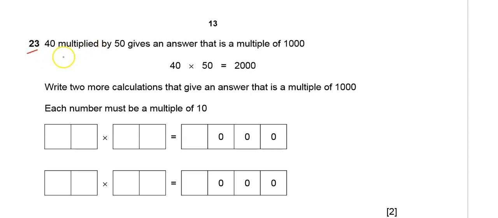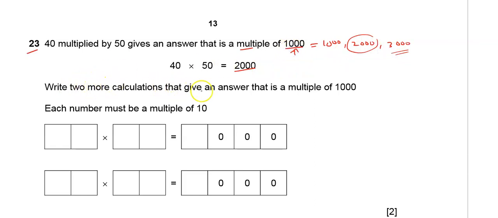Question 23. 40 multiplied by 50 gives an answer that is a multiple of 1,000. 2,000 is a multiple of 1,000. When you multiply 1,000 by 1, you get 1,000. When you multiply 1,000 by 2, you get 2,000. When you multiply 1,000 by 3, you get 3,000. So 2,000 is a multiple of 1,000.